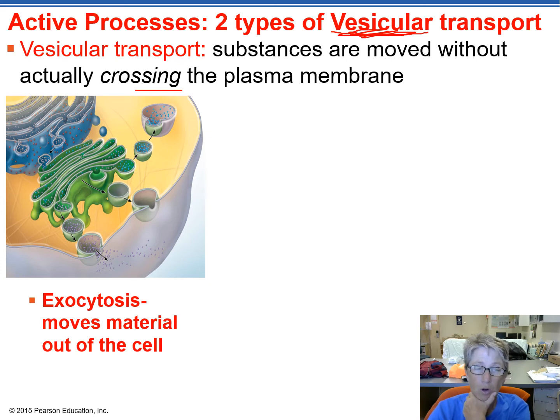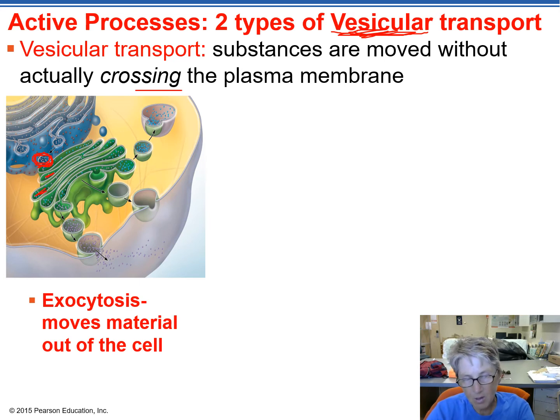Okay, so exocytosis is an example of this vesicular transport. So I just said this a second ago. Here's the endoplasmic reticulum. Endoplasmic reticulum buds off one of these little vesicles. It fuses with the Golgi, and then the molecules inside the vesicle get tricked out inside the Golgi apparatus.